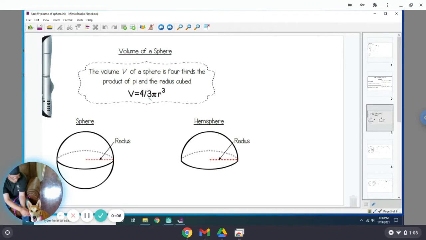Okay, so today we're going to be finding volume of a sphere. So a sphere's volume is 4/3 pi times radius cubed. Okay, so it's slightly different. So a sphere is like a basketball.